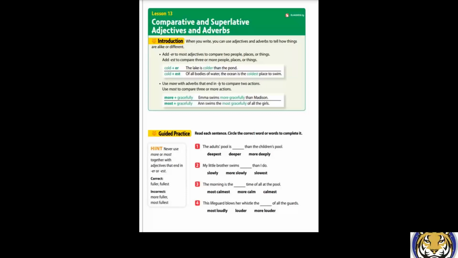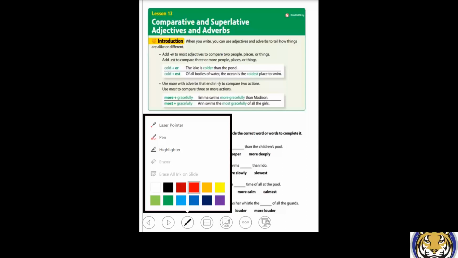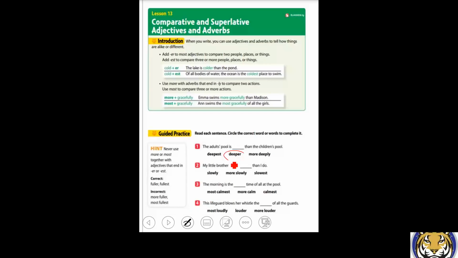So looking at number 1, the adult's pool is blank than the children's pool. So would it be deepest, meaning there's three or more? No, because there's the adult pool and the children's pool, which is two being compared. So deeper would be the right choice since ER compares two.